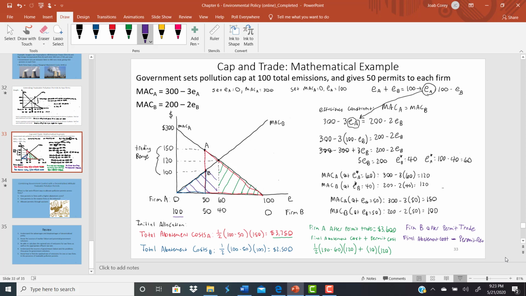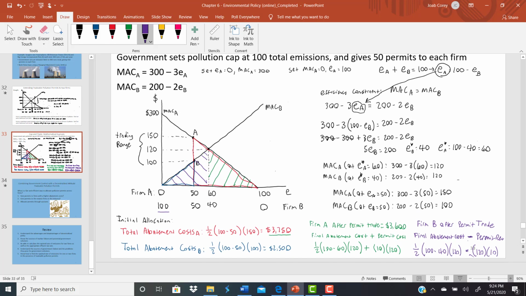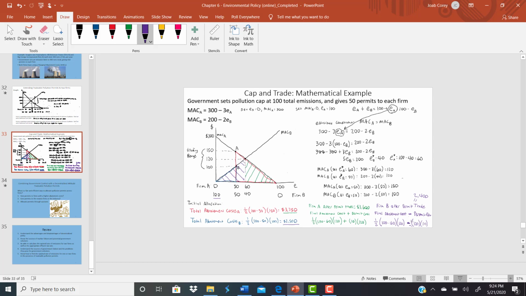But in any case, this is what their final abatement cost is going to look like, right? So again, we can calculate that out as the area of that triangle. So that's 1/2 of 100 minus 40, or 60, times the 120. And then we subtract from that the price they're getting per permit times the total number of permits, right? So if you do that math, that's going to be 3,600 minus 120. Again, that should be a minus sign here. And that's going to equal a total of 2,400, which if you compare that to the original cost of 2,500 is cheaper, right? So the idea, looking at it all here, is that this firm is now going to be doing things about $100 cheaper because they've sold those permits to firm A, right?